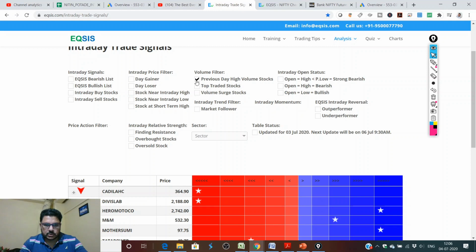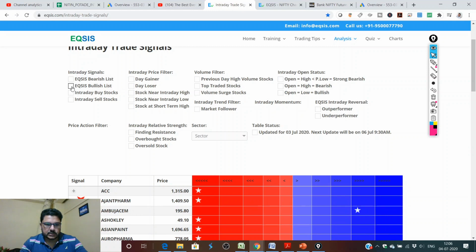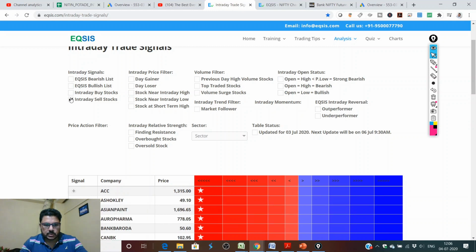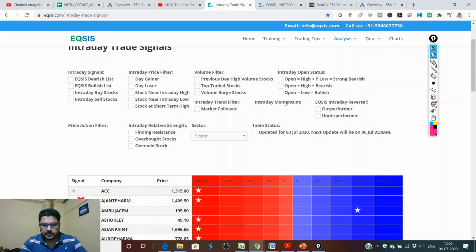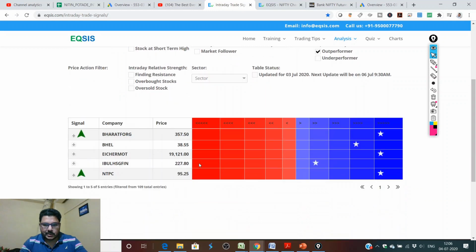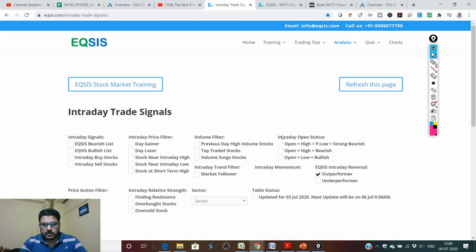Previous day high volume stocks, day gainer, day loser, Equisys bullish list, intraday buy stocks, intraday sell stocks, market follower, which stock is following the market, intraday momentum, outperformer, which is performing better than the market. You can see Bharat Forge has performed better than the market. India Bulls Housing is still, there is a scope. You can watch this, and the best thing about this is you can also, can we see the chart here? Maybe not.